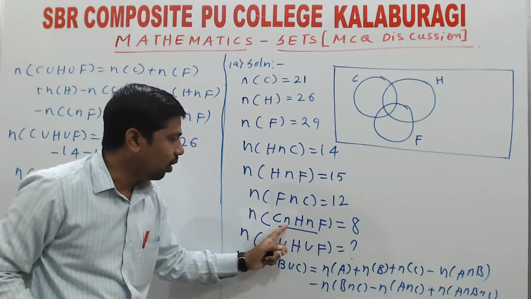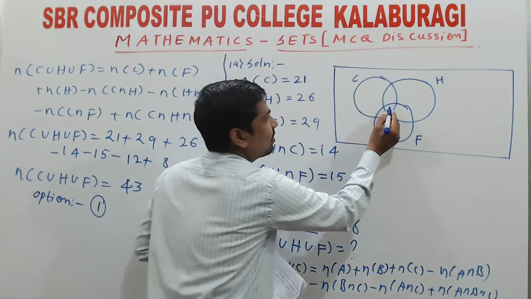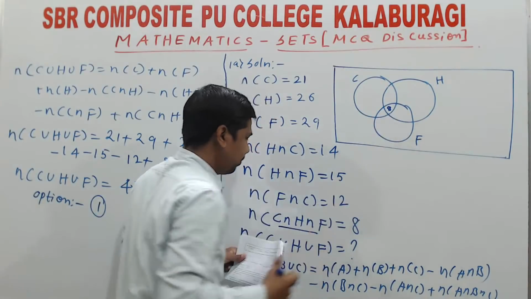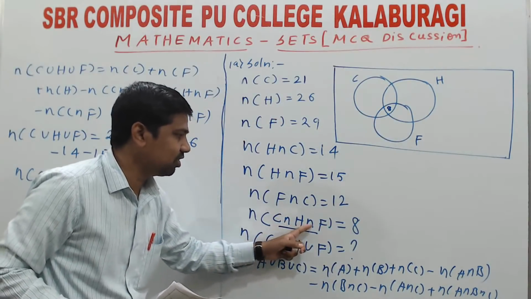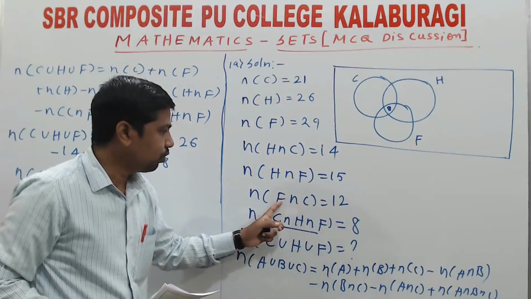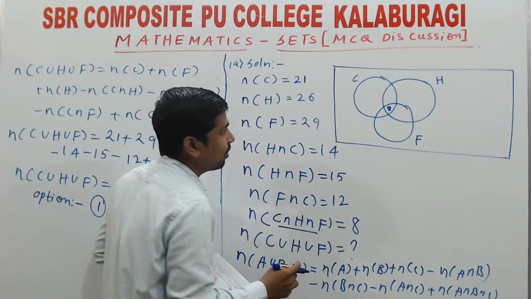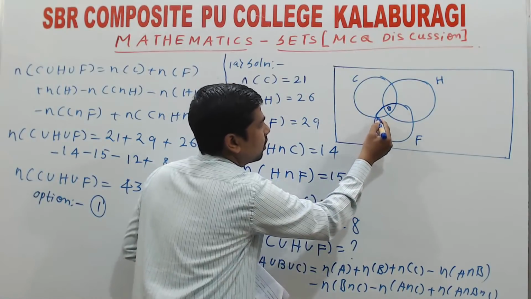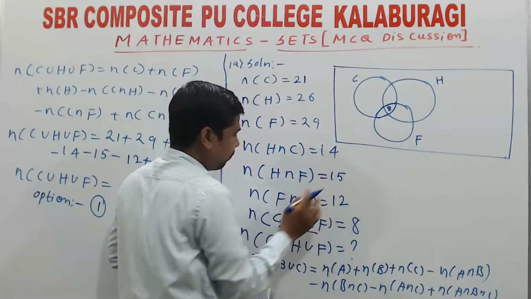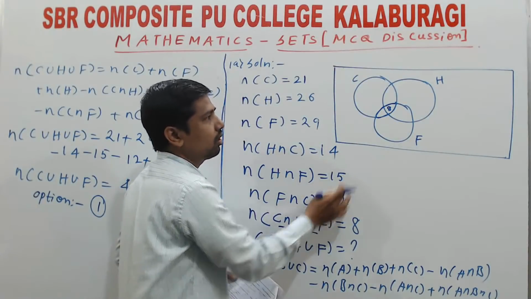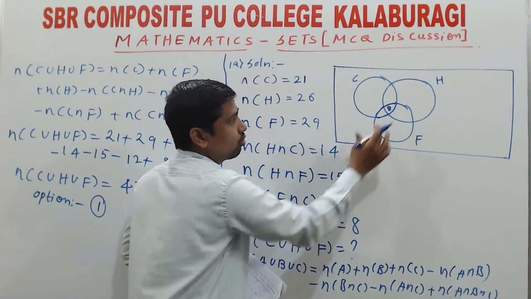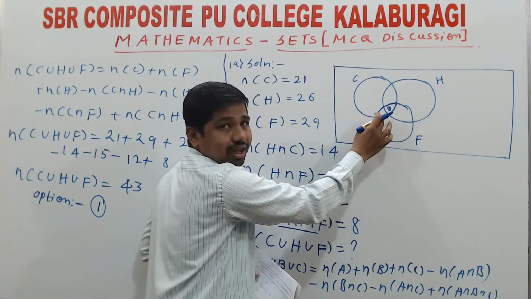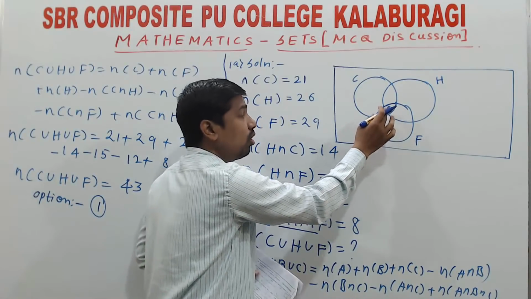8 people are playing all the three games, means C intersection H intersection F equal to what? 8. Next, football and cricket, F intersection C. How many are playing cricket and football? 12. So this total is 12. Already written 8 here, right? So already written 8. So total 12 are playing in that.